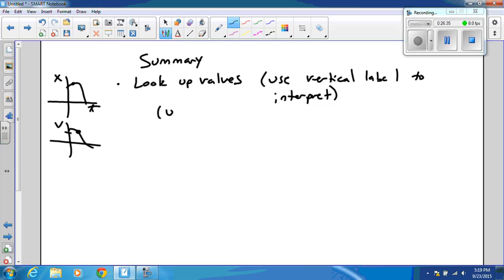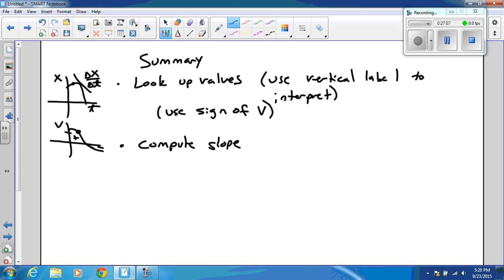When I'm working with a velocity graph, if I look up a value on that velocity graph, it's giving me a velocity. So part of looking at values on the velocity graph is using the sign of the velocity to determine whether we are going backwards or forwards. If my velocity is positive, then the object is moving forwards. If the velocity is negative, the object is moving backwards.